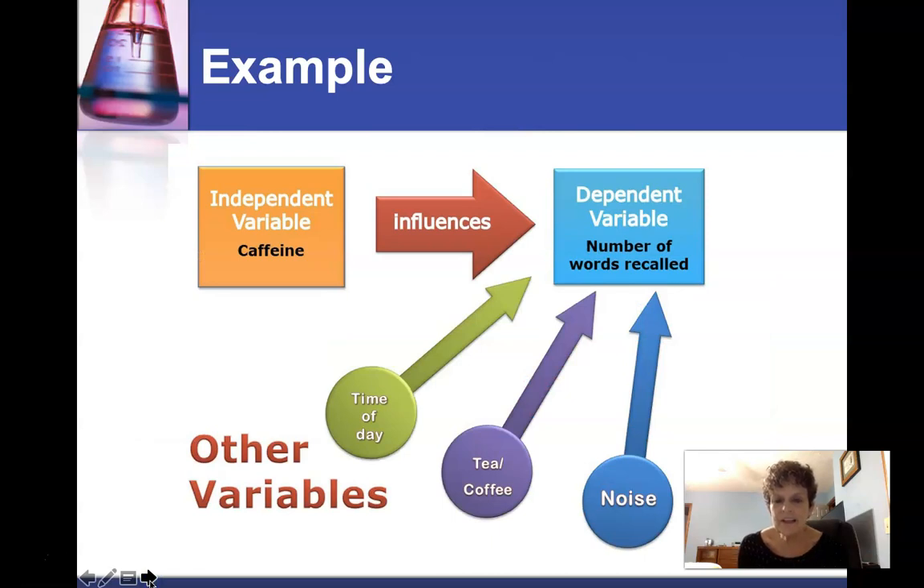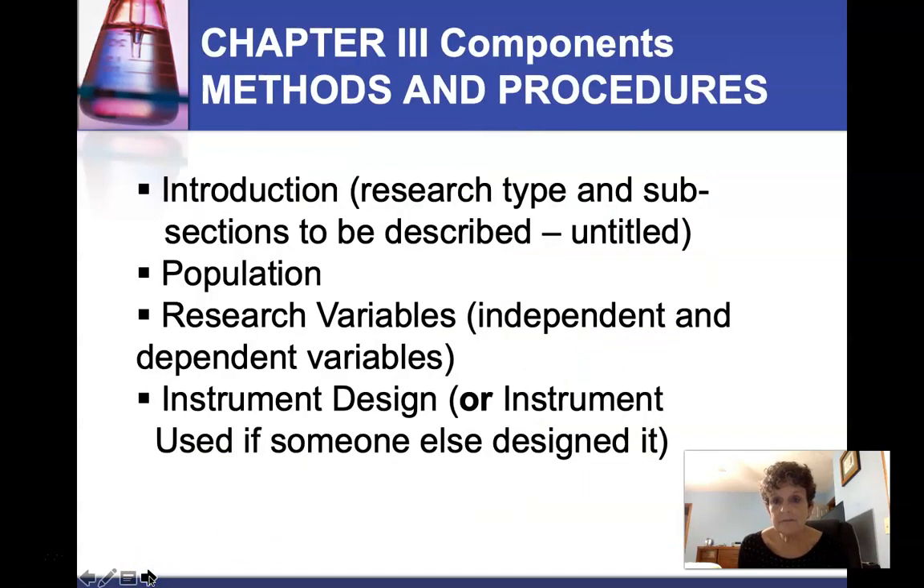So you look at this again and you see we've still got the independent variable and the number of words recalled, but there are other variables that sometimes are called confounding variables, or just variables that are out there that can affect the outcome of your dependent variable.